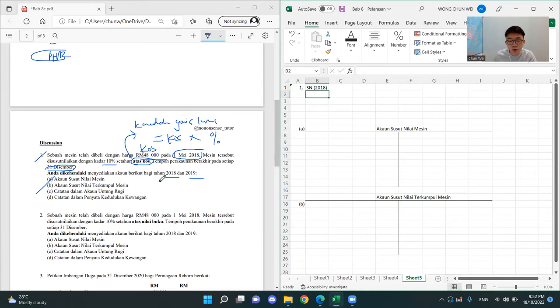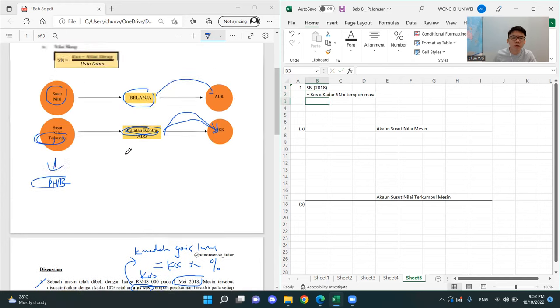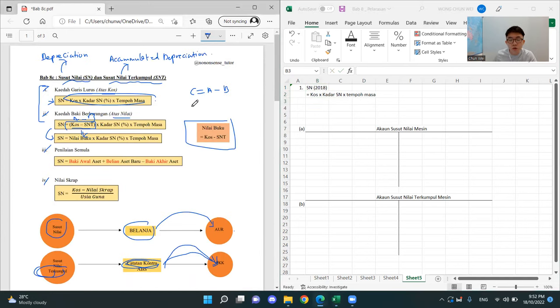Okay, because we have to do 2018 and 2019 mah. So let's break down and do the 2018 because kita beli pada bila? 1st May 2018. Okay, so the formula is what? The cost times the kadar susut nilai. And then if you can see, we have to times the tempo masa.